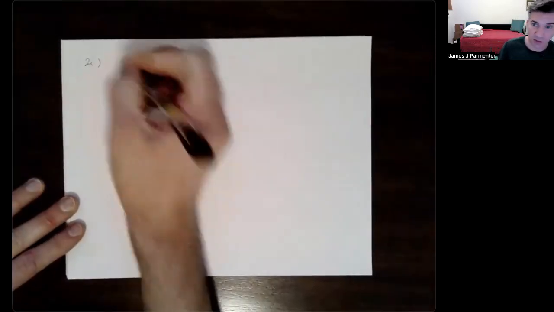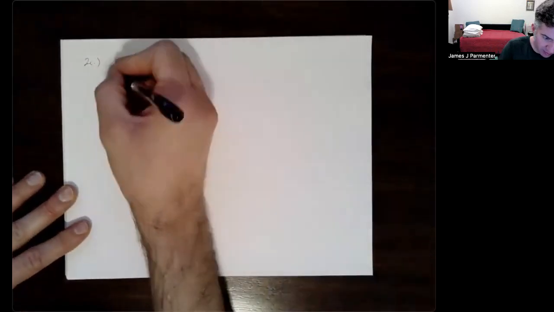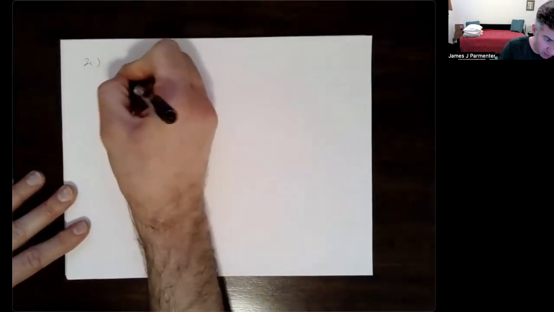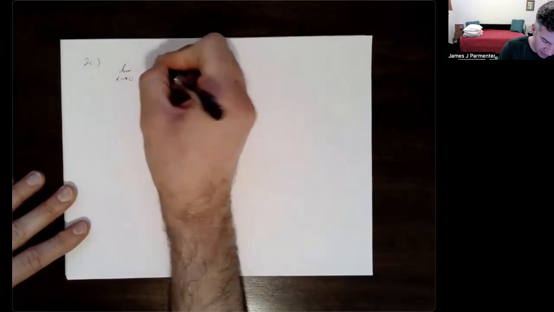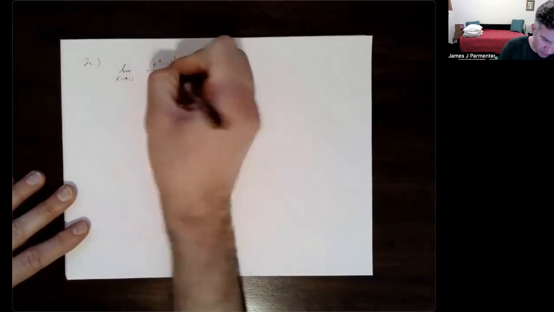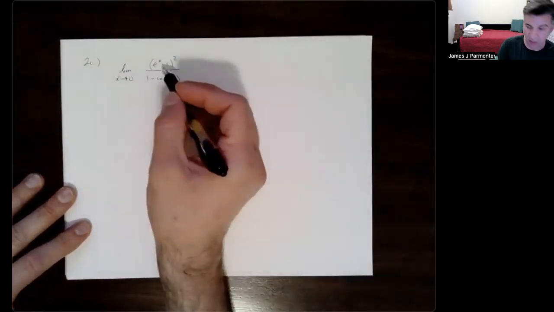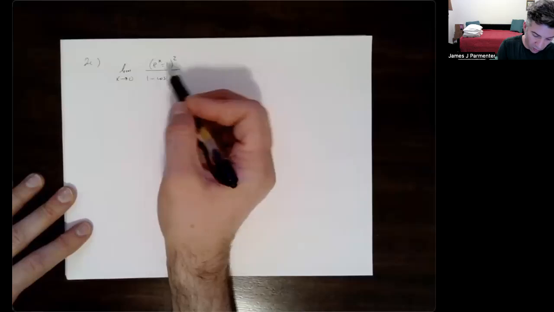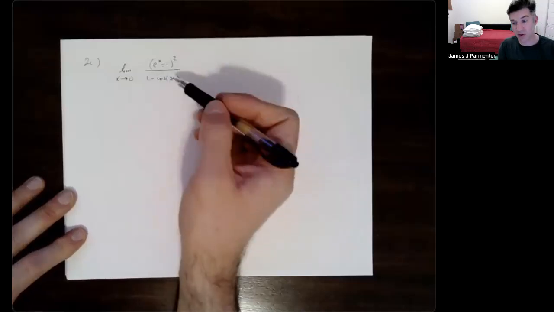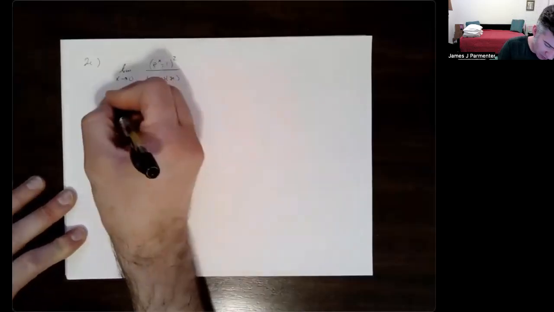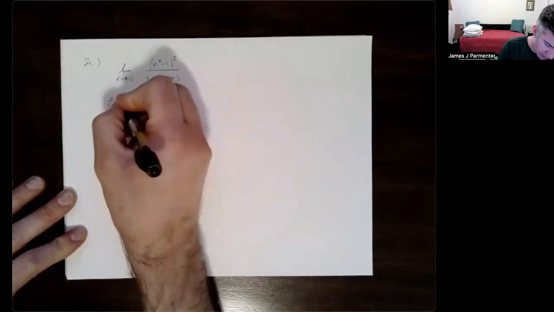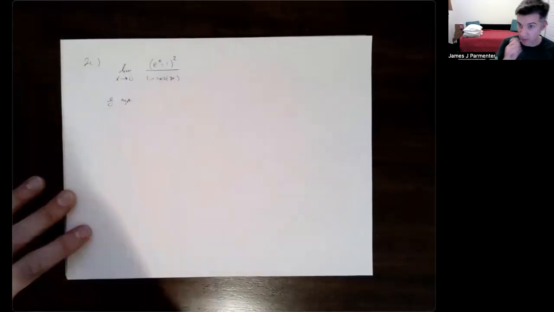Let's look at 2c. So for 2c, we have the limit as x approaches 0 of (e to the x minus 1) squared over 1 minus cosine of 3x. If we plug in 0, we get e to the 0 minus 1, or 1 minus 1, which is 0, over 1 minus cosine of 0. Cosine of 0 is 1, so this is a 0 over 0 type. And it seems like we should use L'Hopital's rule here.